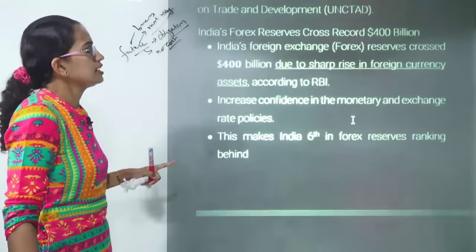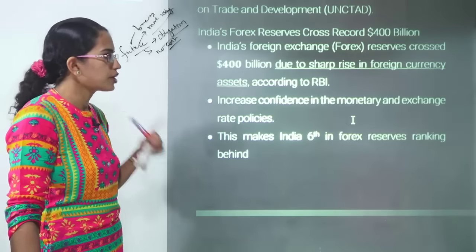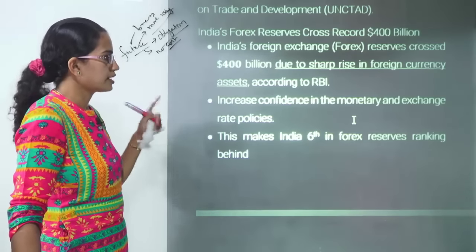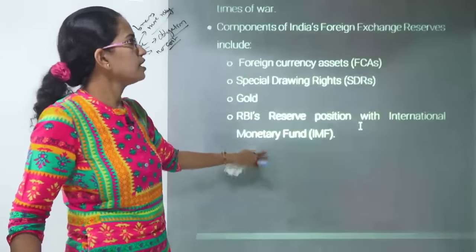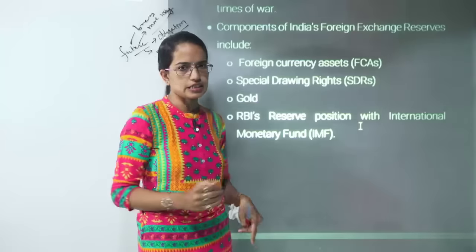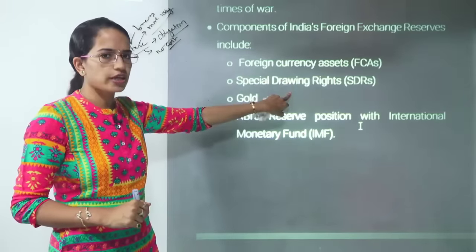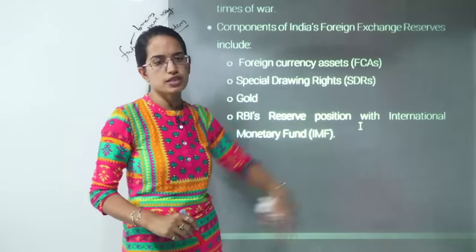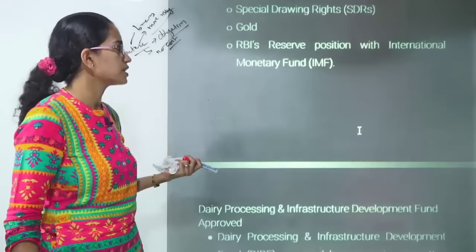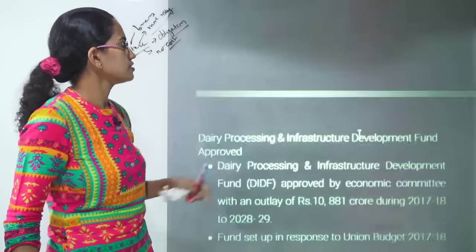The next is the foreign exchange reserves have crossed the 400 billion mark, $400 billion in India. And what are the parameters that have been included, or the components of the foreign exchange reserves in India? So those are foreign currency assets, the special drawing rights, the gold, and the RBI's reserve position with the IMF or the International Monetary Fund. So all these four determine the foreign exchange reserves in India.